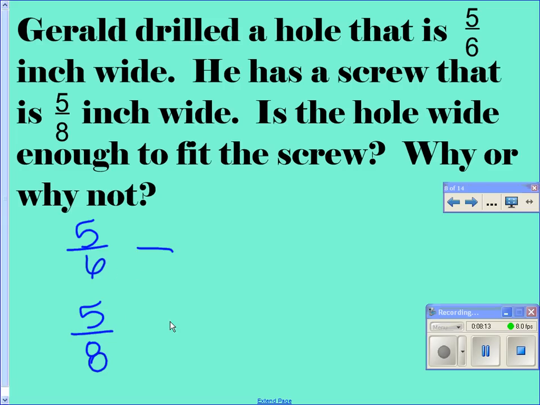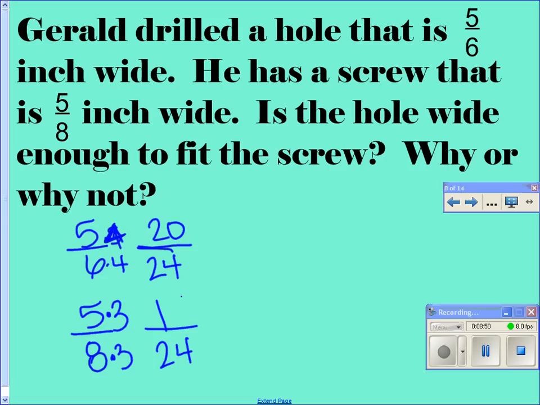Again, we're going to get the common denominator. Common denominator between 6 and 8 is, let's do 24 again. What did we do with the 6 to get to 24? Multiplied by 4. 5 times 4, sorry, I wrote that wrong. 5 times 4 is 20. What do we do with the 8 to get to 24? We multiplied by 3. Remember, whatever you do to the bottom, you have to do to the top. 5 times 3 is 15.